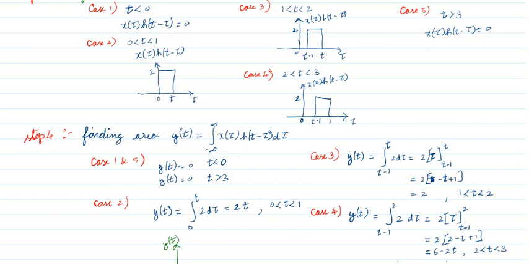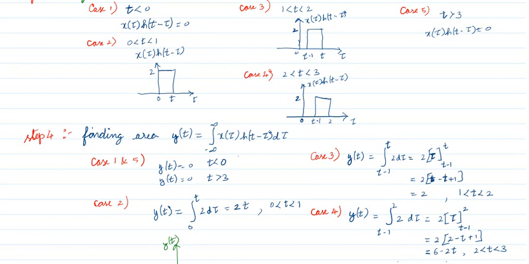Come to case 3. For case 3, it is between t minus 1 to t. If you integrate 2 d tau, we will get 2 tau, substitute the limit. So upper limit is t, lower limit is minus of t minus 1. So it is minus t plus 1. T gets cancelled, it's 2. Then go for case 4.